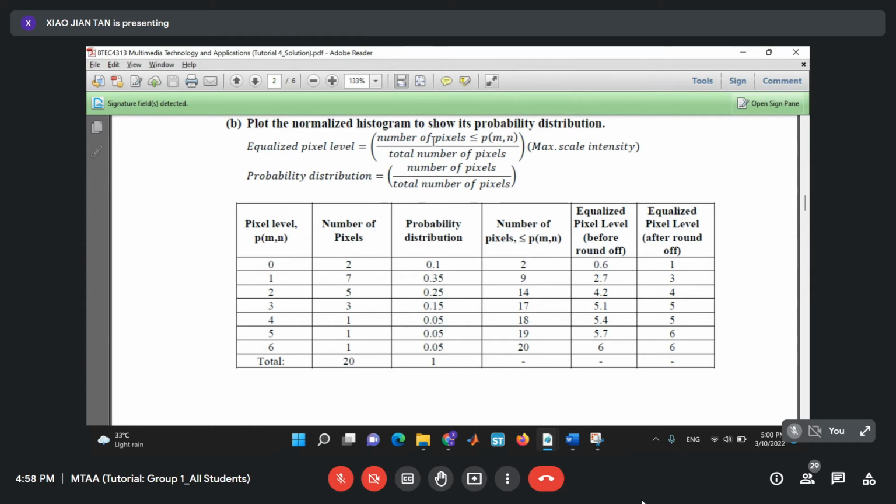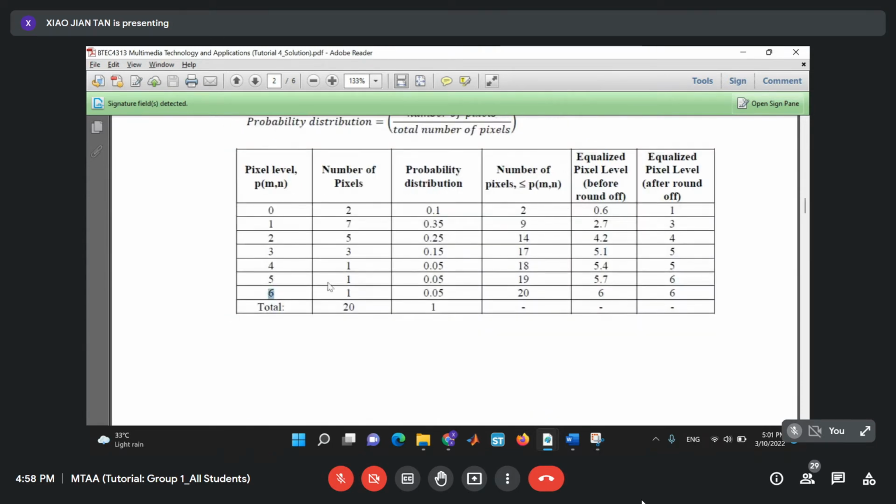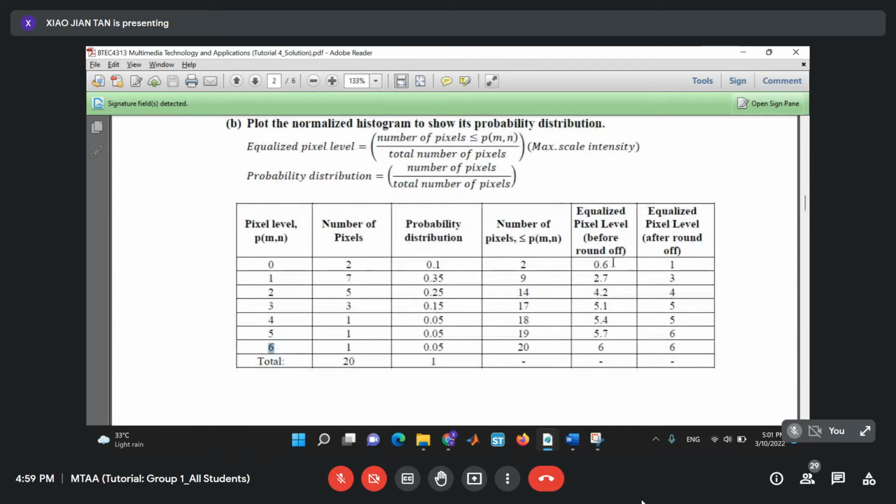To equalize, you use these equations. This value is divided by the total number of pixels, which is 20, multiplied by the max value. The max value here is 6, because the highest number is 6. So you just multiply by 6. 2 divided by 20 is 0.1, multiplied by 6, you get 0.6.